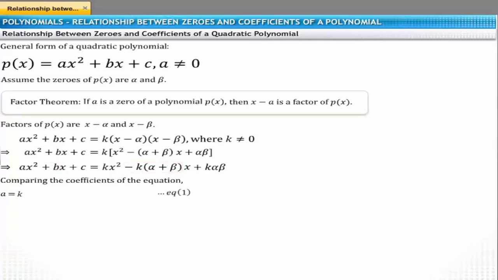B is equal to minus k multiplied by alpha plus beta. This is by comparing the coefficient of x. Let this be equation 2. And C is equal to k multiplied by alpha multiplied by beta. Let this be equation 3.